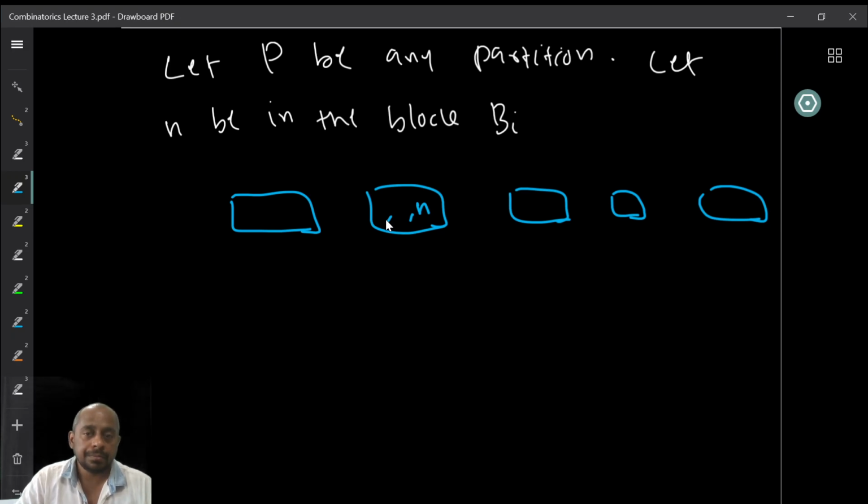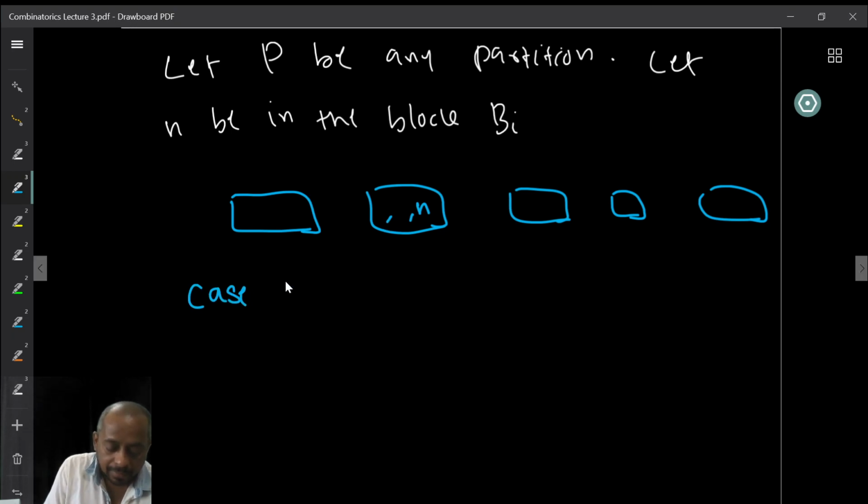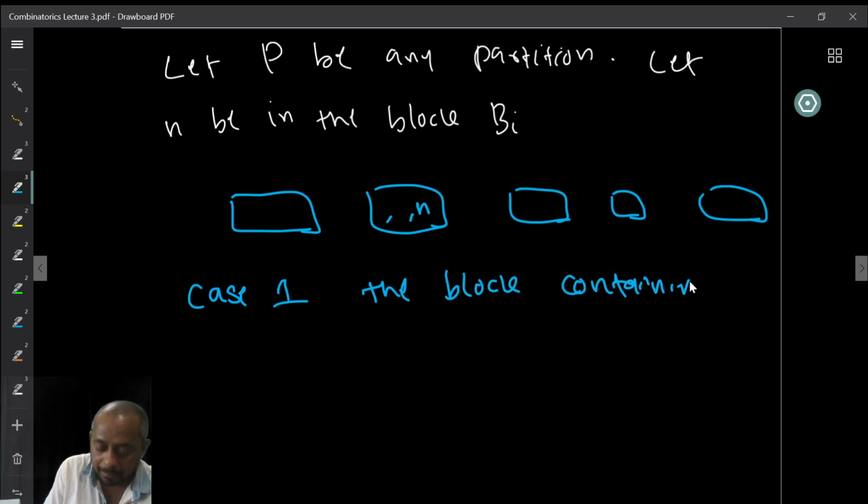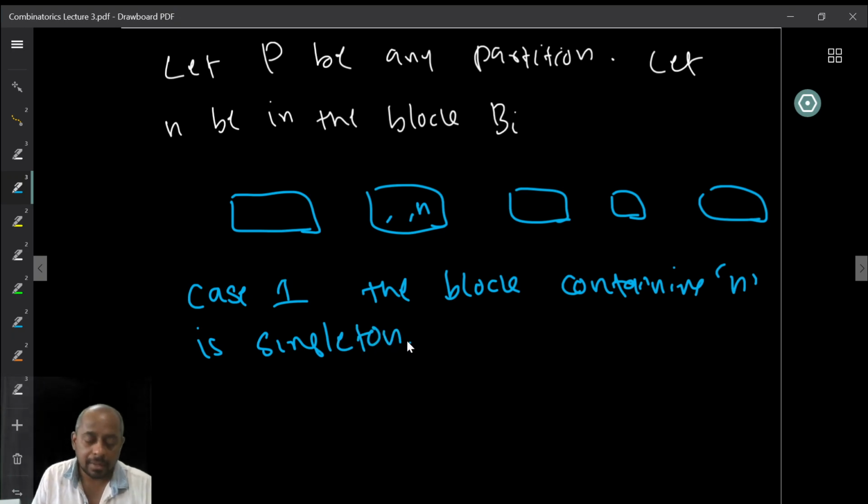Now, we can look at two different cases. Case 1: the block containing n is a singleton, because each block is a set. Now the block containing n is a singleton means that that block, let's say b_i, is equal to the singleton {n}. There is nothing else there.